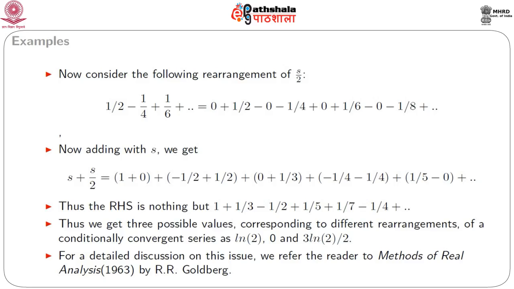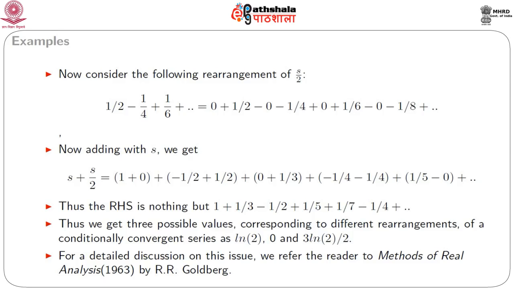Half minus 1/4 plus 1/6 plus and so on. That is, we have divided S by 2, each term is divided by 2, and we have written this new series S by 2 as 0 plus half minus 0 minus 1/4 plus 0 plus 1/6 minus 0 minus 1 by 8 plus and so on.